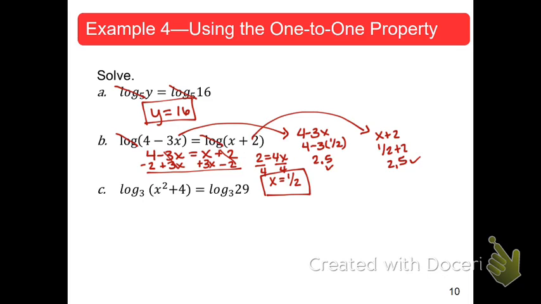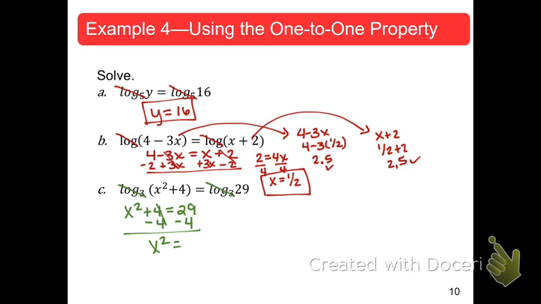Then I go to C. Same idea. We've got log base 3 equal to log base 3. So we know that x squared plus 4 has to equal 29. Well, there's several ways you can do this. You could set it equal to 0 and factor using difference of squares, or since there's no x term, it's just x squared, we can get the x squared by itself and then take the square root to get rid of it.